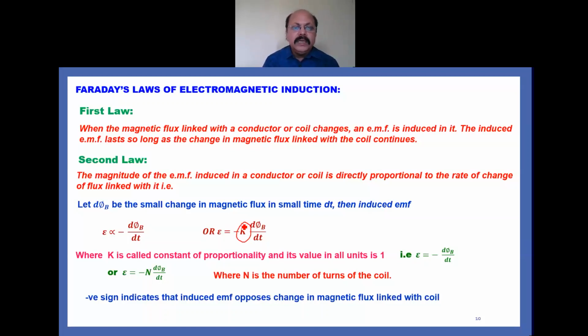Now, what is the significance of the negative sign? The negative sign indicates that the induced EMF opposes the change in magnetic flux linked with the coil, which is very important. It means the EMF which is induced in the coil opposes the change in magnetic flux. That's why we are using a negative sign here. So the significance of the negative sign is that the induced EMF opposes the change in magnetic flux linked with the coil.